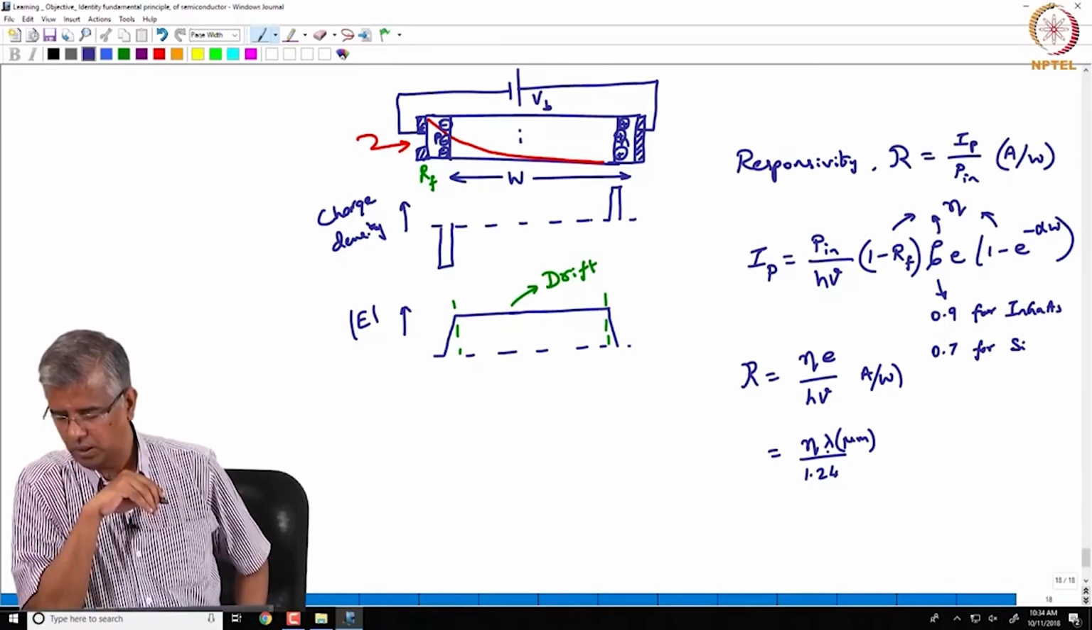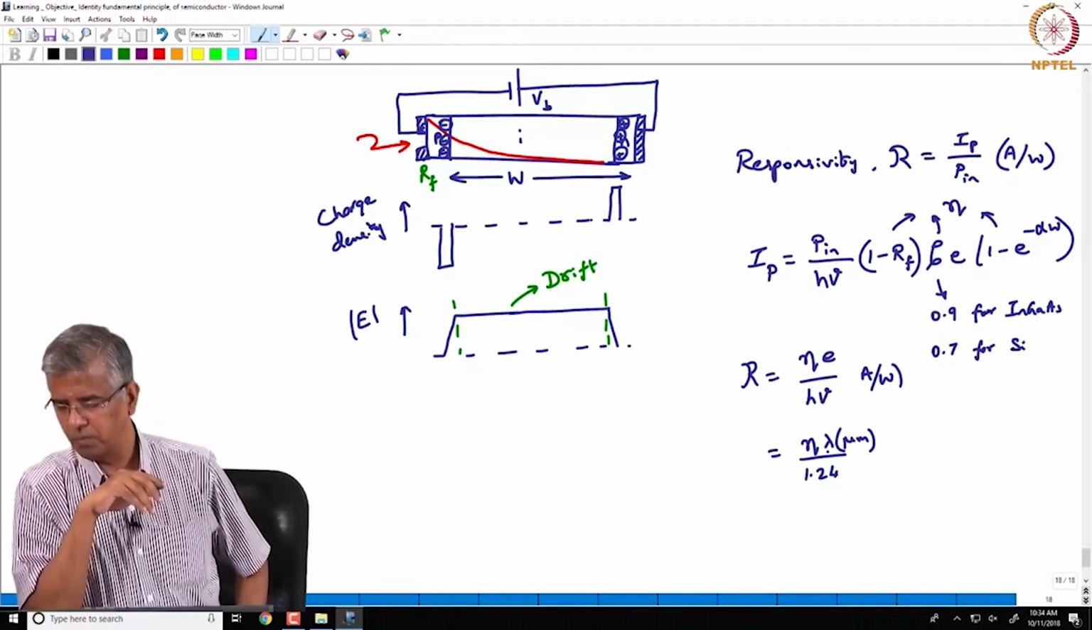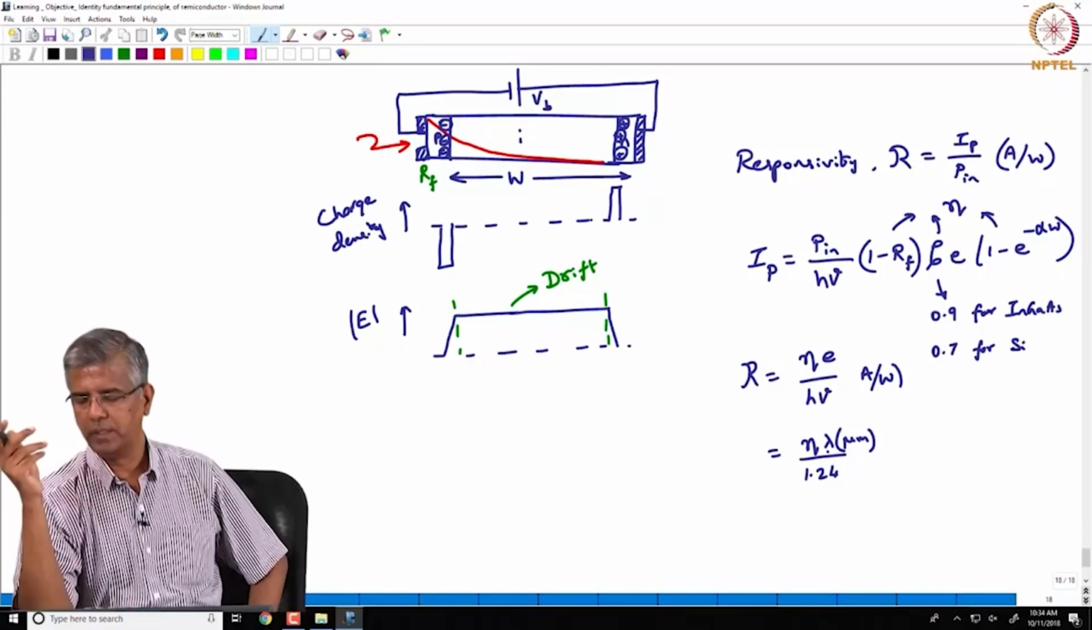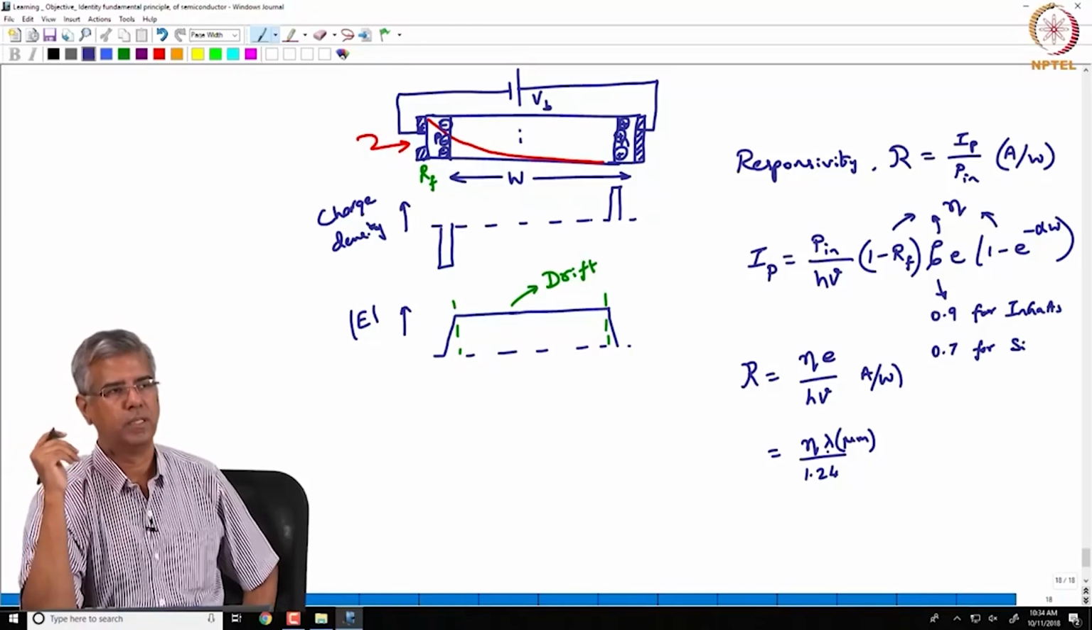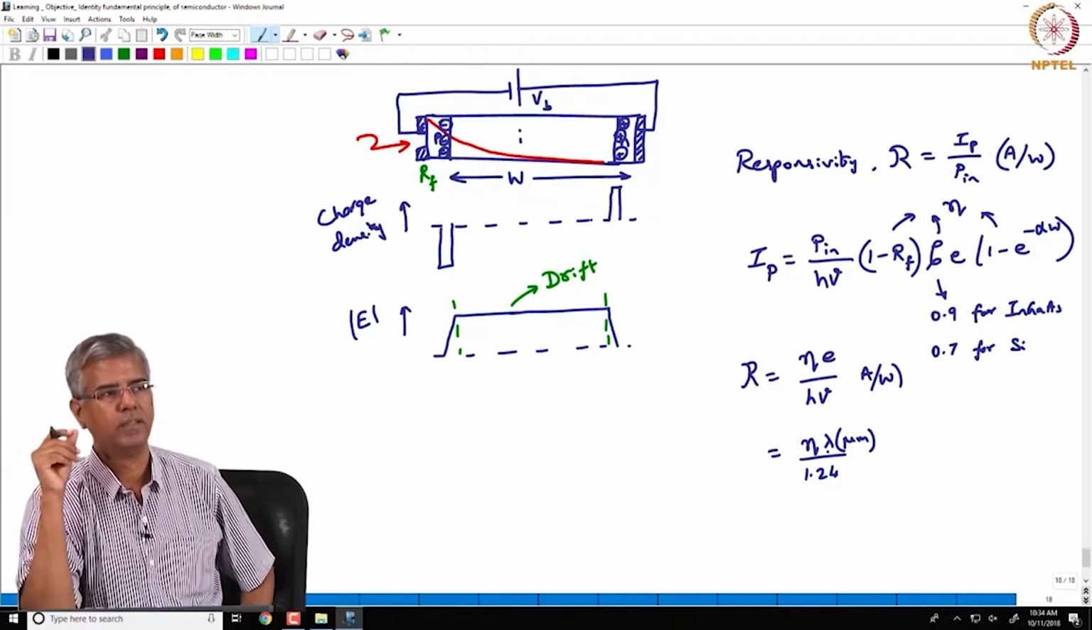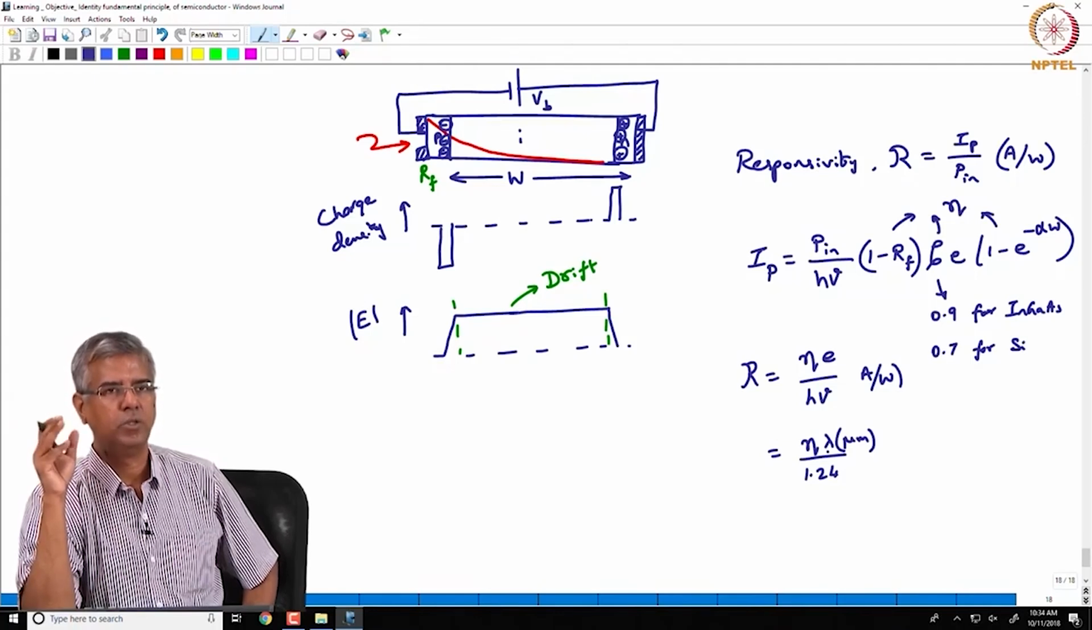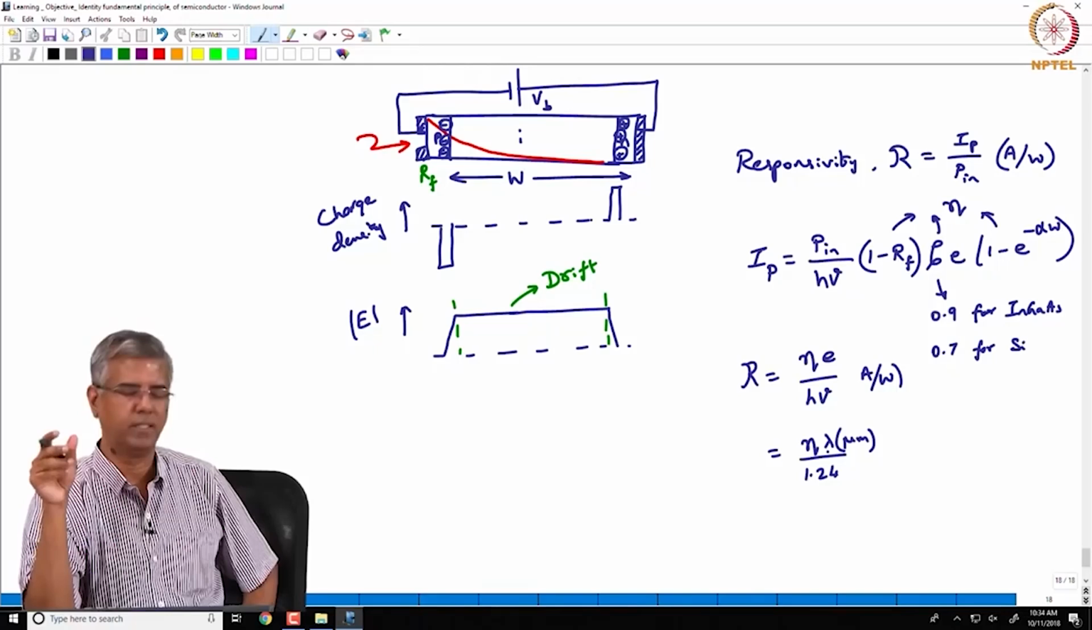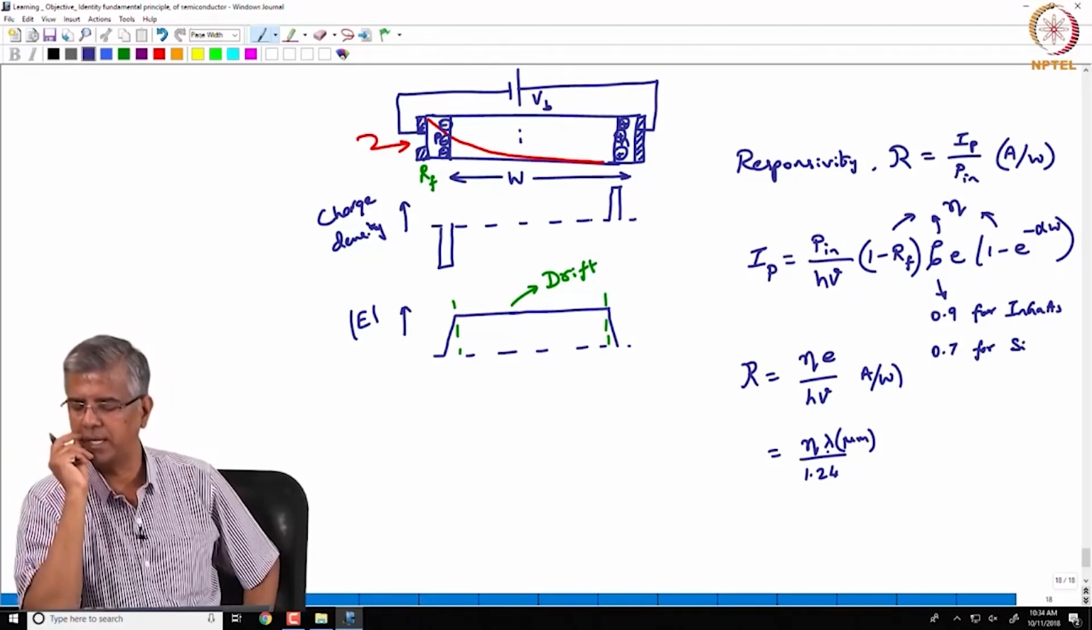So, eta now, your RF can be reduced. How do you reduce RF, the reflectivity at the facet? You could do an anti-reflection coating there, right. So, that can reduce RF.